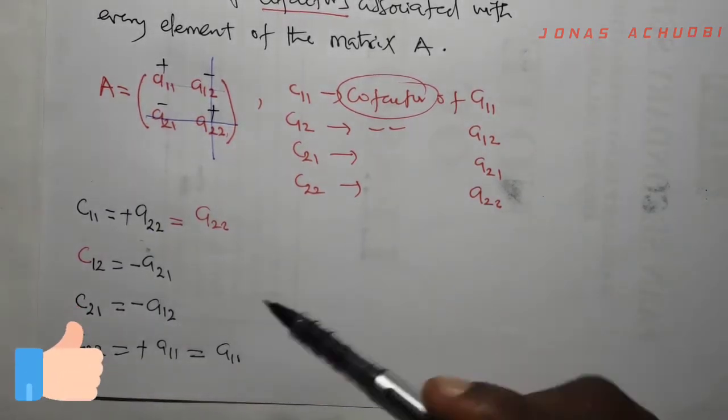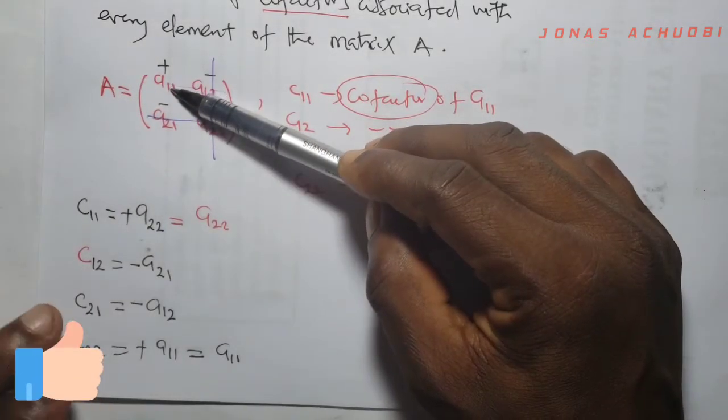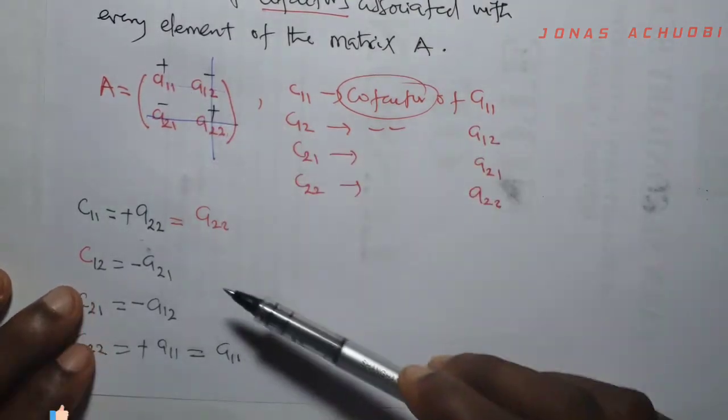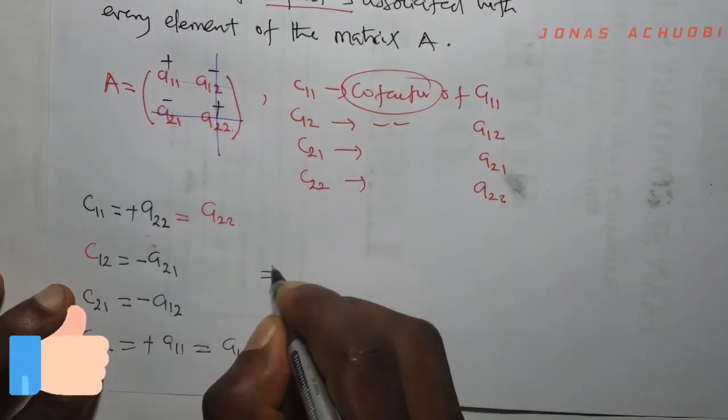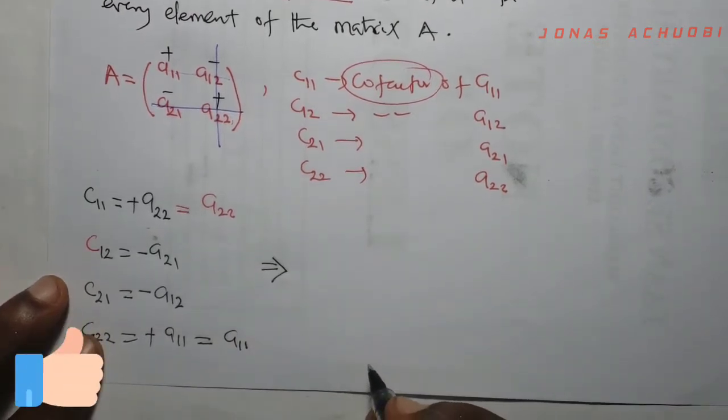So what we now have is that for each entry of this 2 by 2 square matrix, we have a corresponding cofactor. Now, we can define a new matrix, which I call the matrix of cofactors.